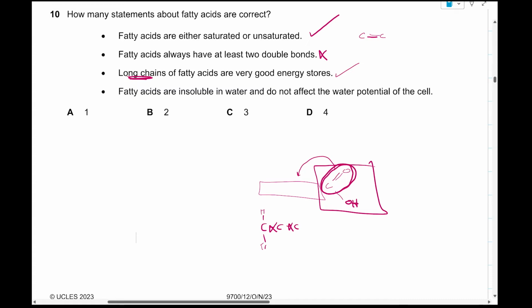The fourth point, fatty acids are insoluble in water and do not affect the water potential. So, a rule here, if a substance does not dissolve, it does not alter the water potential because it does not affect the osmolarity in any way. Therefore, this is correct. So we have 3 points here, and the answer is going to be C.